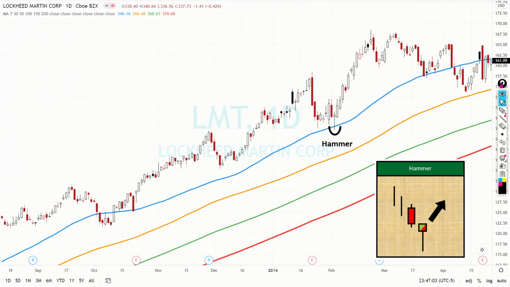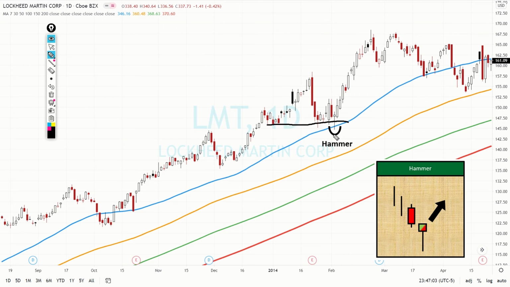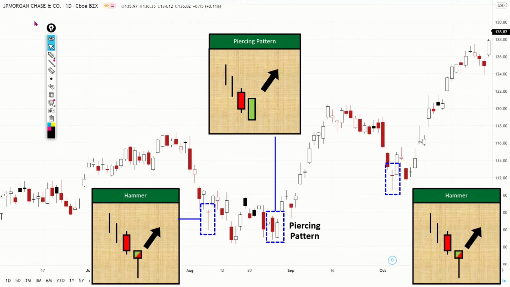Now, more examples. The hammer is pretty common, I would say, and you can always find that even bouncing off some important moving average. And at times, when the stock is very strong, it's always bouncing around the 50 moving average, right? Daily, all right. So now you can see sometimes in the chart that multiple of these candles are forming, right?